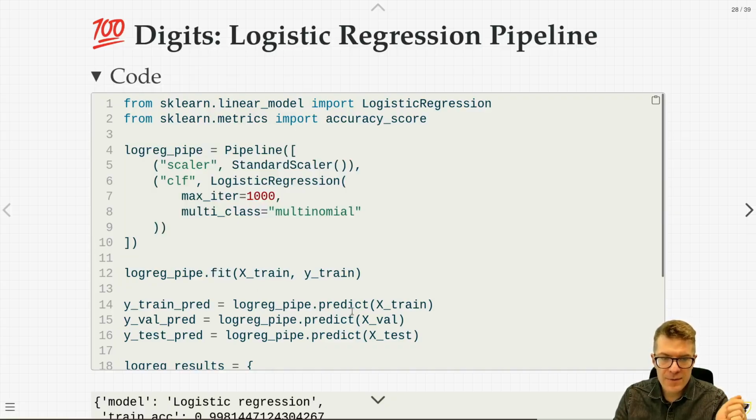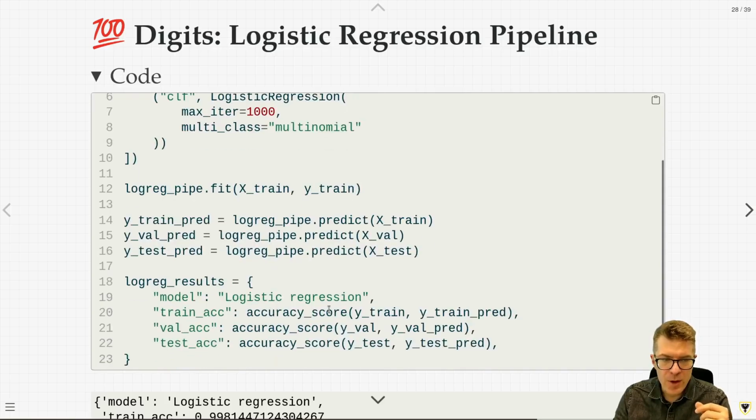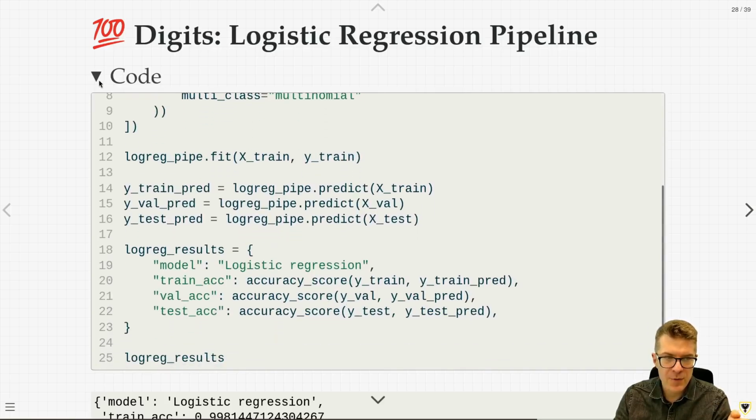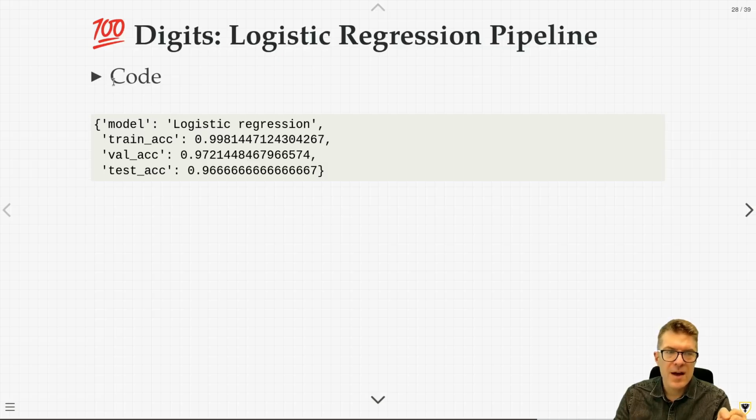We'll fit, we'll predict, and then we'll report train, validation, and test performance for this logistic regression with not much other optimizations or fine-tuning going on. And we get almost perfect training accuracy, excellent validation accuracy of 97.2%, and very good test accuracy of about 96.7%.